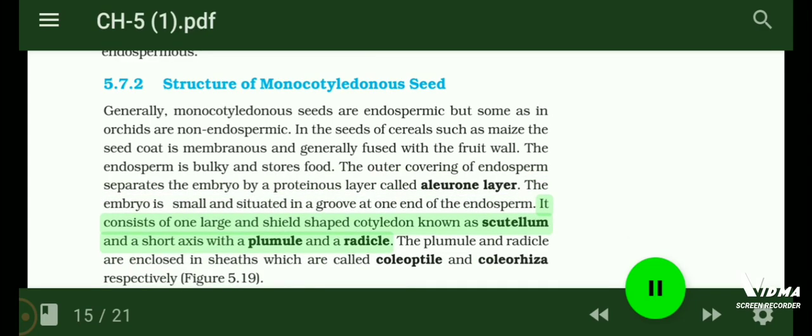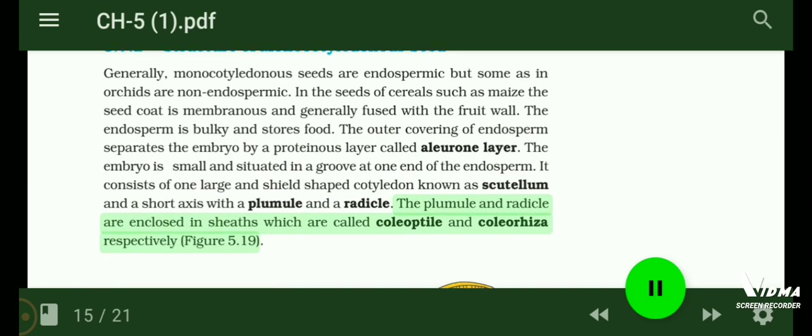It consists of one large and shield-shaped cotyledon known as scutellum and a short axis with a plumule and a radicle. The plumule and radicle are enclosed in sheaths which are called coleoptile and coleorhiza respectively. Figure 5.19.